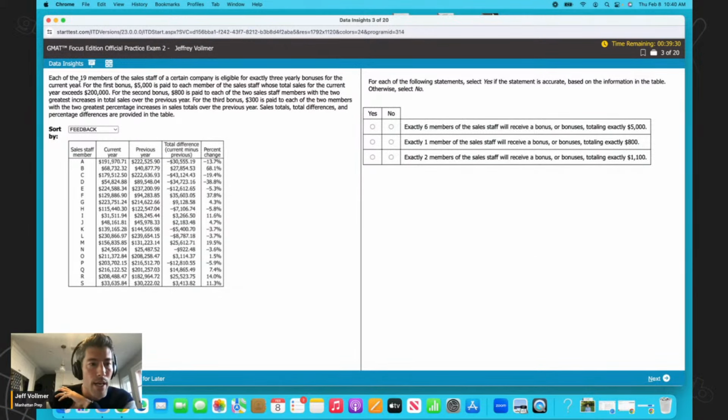Awesome. Let's double check that we've got this. Each of the 19 people is eligible for 3 yearly bonuses for the current year. Cool. The first bonus, 5,000, paid to each member of the sales staff. The second bonus, 800, paid to each of the 2 people with the greatest increase in total sales, so not necessarily percentage. And then the third bonus, 300, for the 2 greatest percent increases. All right, so we have 3 bonus types.